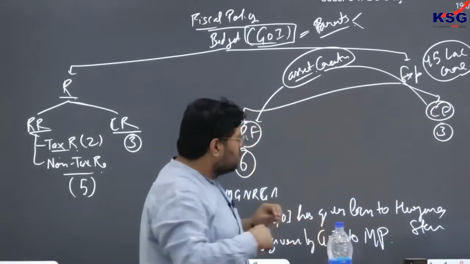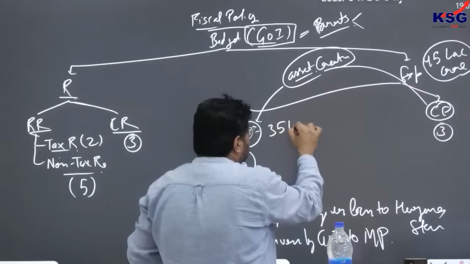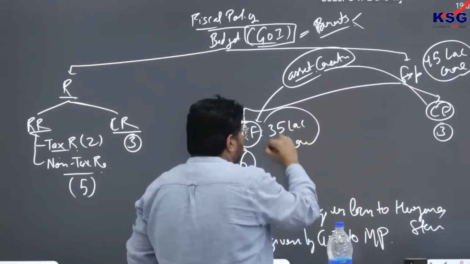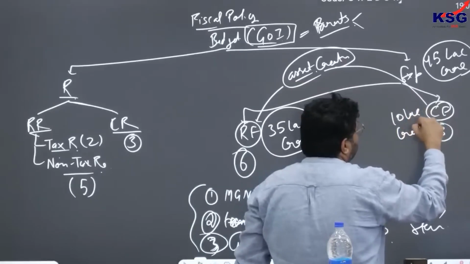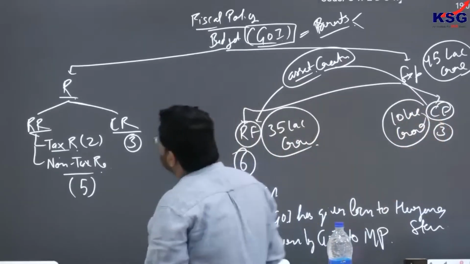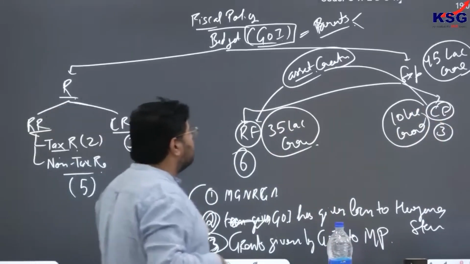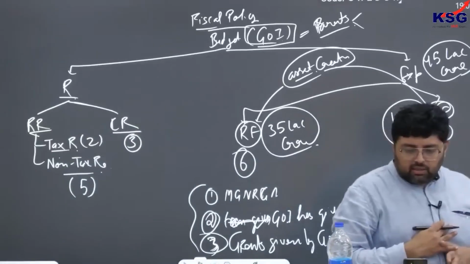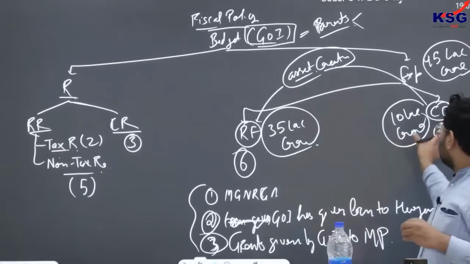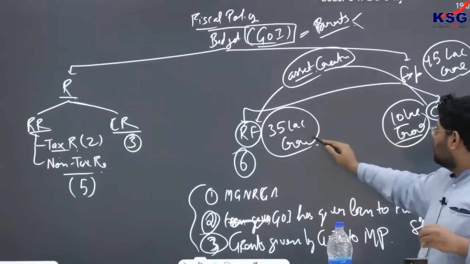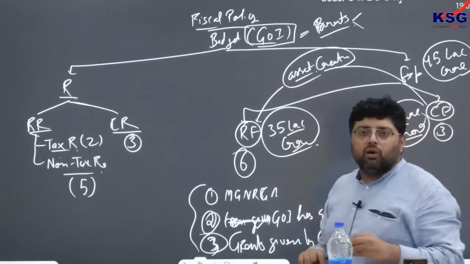Now if you see, out of 45 lakh crore, 35 lakh crore I am spending on revenue expenditure and 10 lakh crore I am spending on capital expenditure. So it is spent in this way. Oh sorry, revenue expenditure is more than capital expenditure. So in our case, capital expenditure is very less, 10 lakh crore, and revenue expenditure is more, 35 lakh crore. This is what you have to understand.